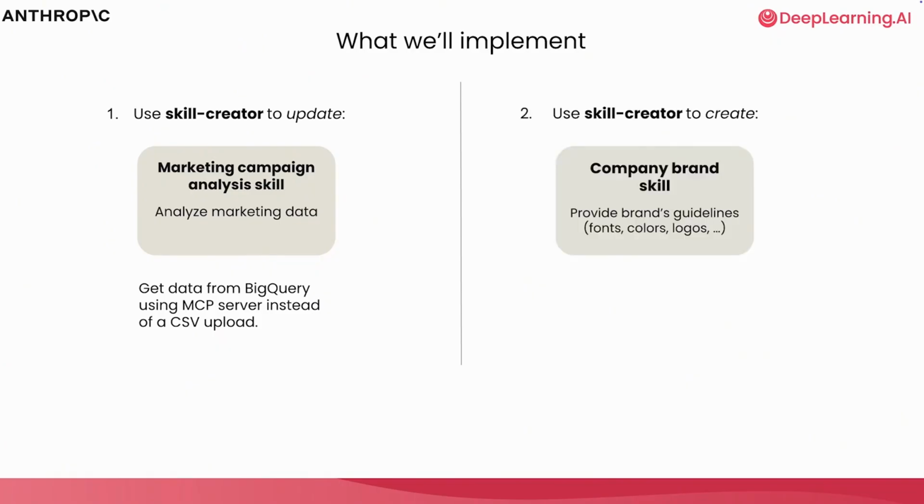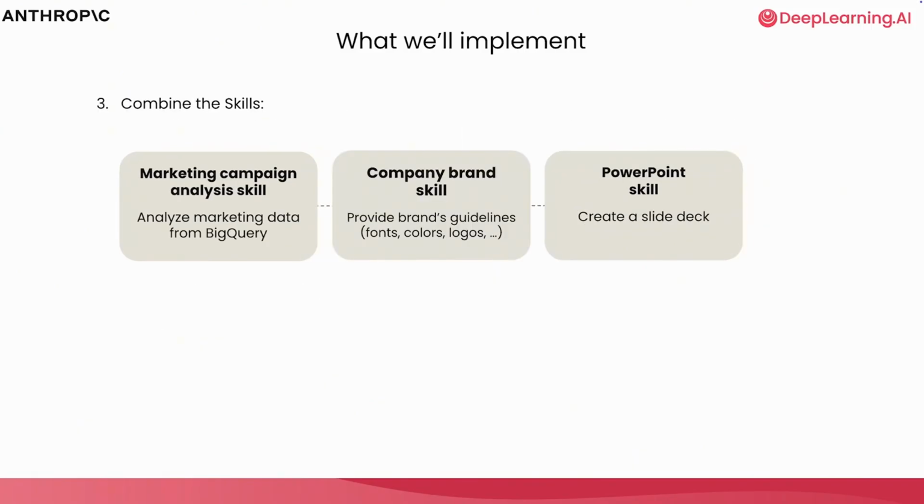We're then going to use skill creator to create another skill. This will be for the purpose of brand guidelines. We'll include a file that specifies the guidelines as well as logos, and we'll build for ourselves another skill to perform that task. Finally, we'll take our two skills that we used to extract and analyze data and to leverage brand guidelines and combine them with a built-in skill for creating PowerPoint presentations to create a workflow that makes use of prompting, skills, and the model context protocol.